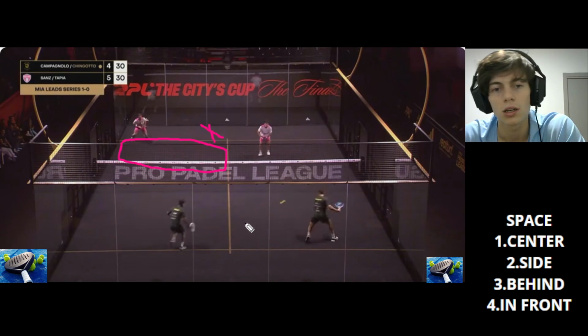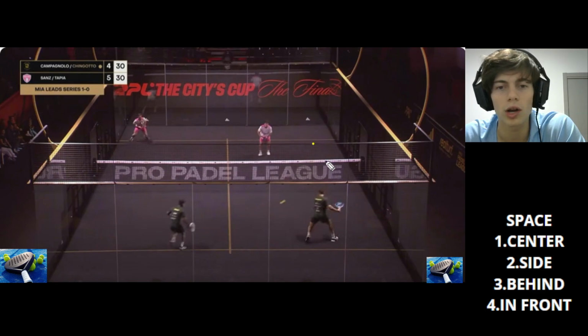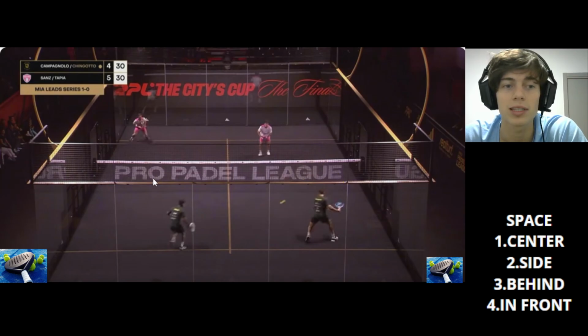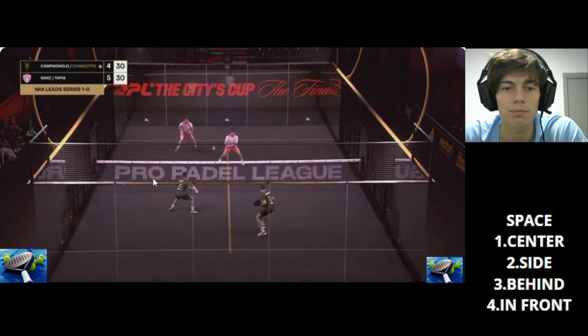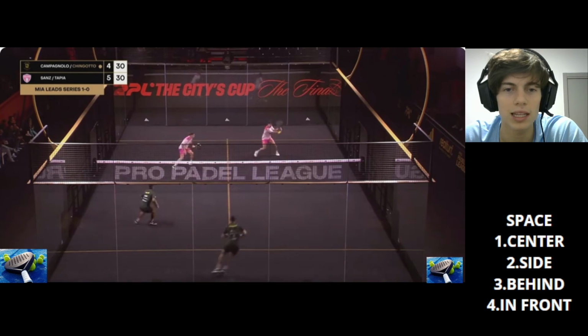Even that would be a passing shot. And what Tapia does, because he's smart and he's number 1 in the world, he anticipates that Campagnolo is not going here, because if Campagnolo went there, it was going to be a winner, so he enters and covers the space for his partner. That is very smart play. And we'll see right away the effect of it. Tapia enters, and now they get an advantage position immediately.